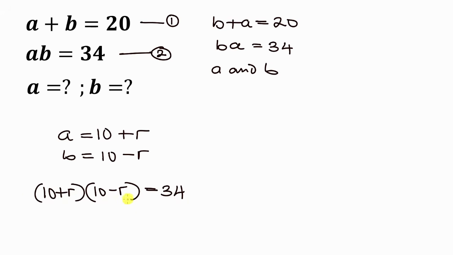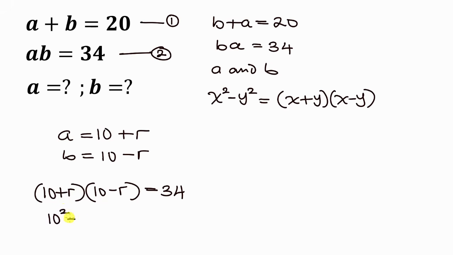Now notice this. This looks like a common identity of x squared minus y squared. That is the difference of two squares, which can be written as x plus y times x minus y. Look at it. That is it. So that means we can write this like this. So this can be written as 10 squared minus r squared. This is equal to 34. So 10 squared is actually 100 minus r squared.